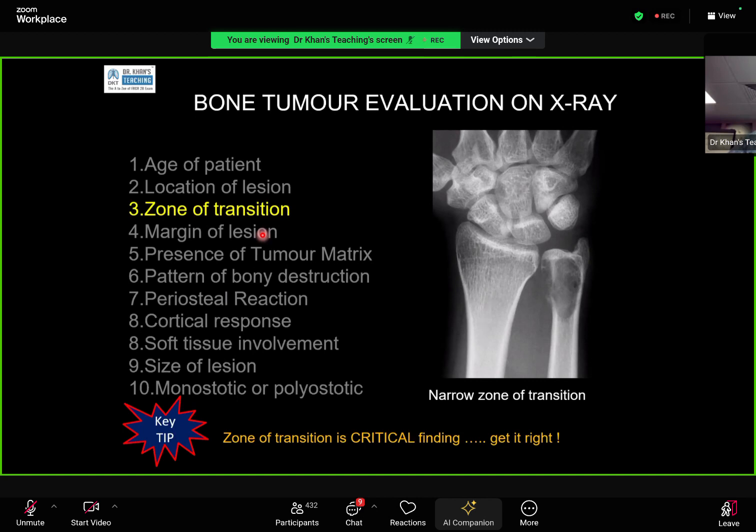Zone of transition by definition means transition from abnormal to normal bone. Narrow zone of transition means benign lesions. And this is an example of a narrow zone of transition where you can see a crisp and sharp outline, normal bone, abnormal bone.